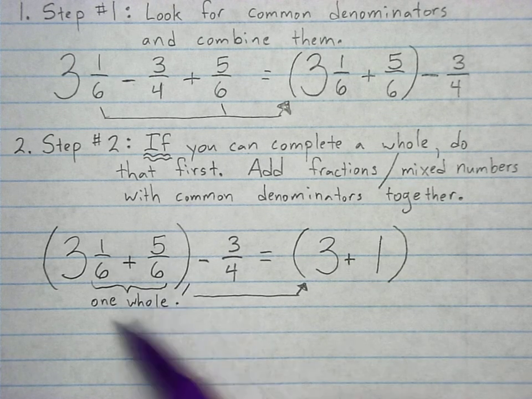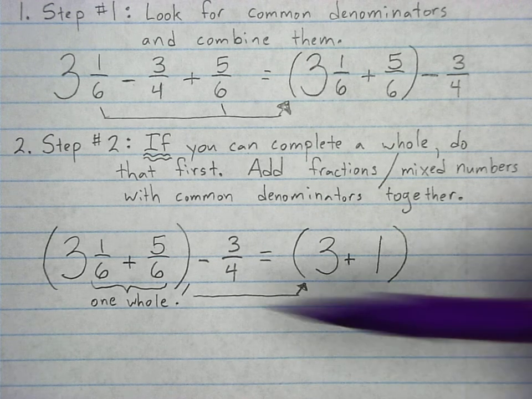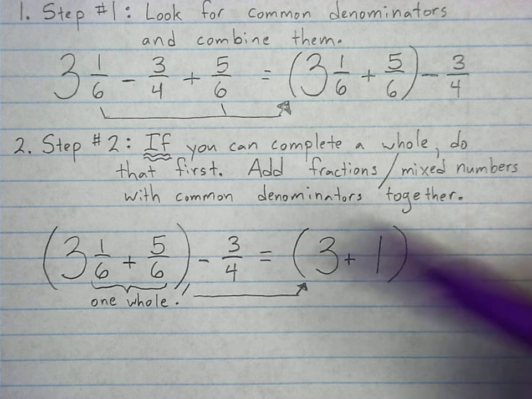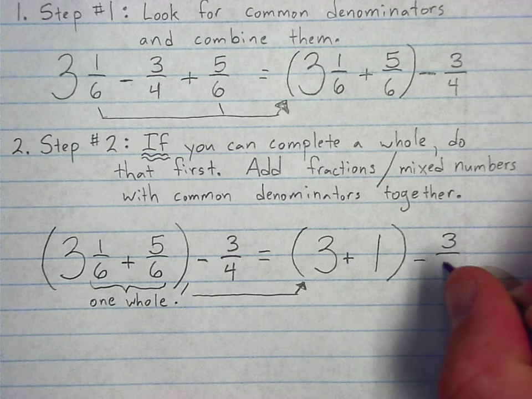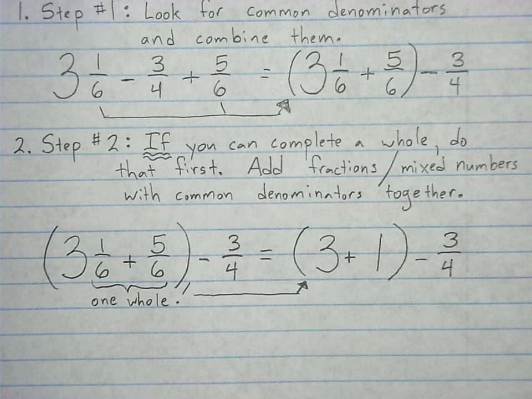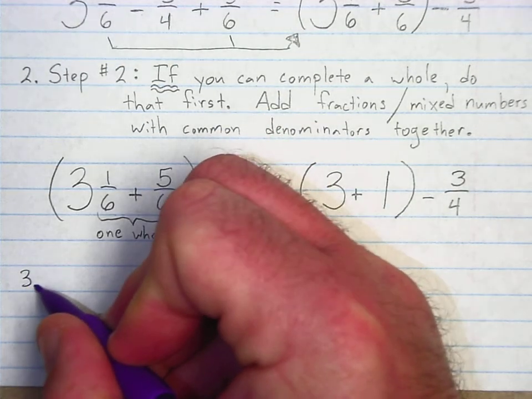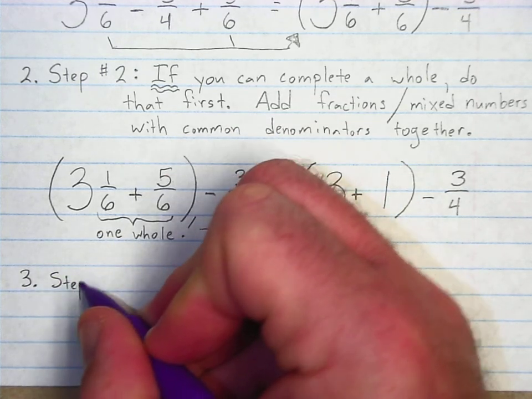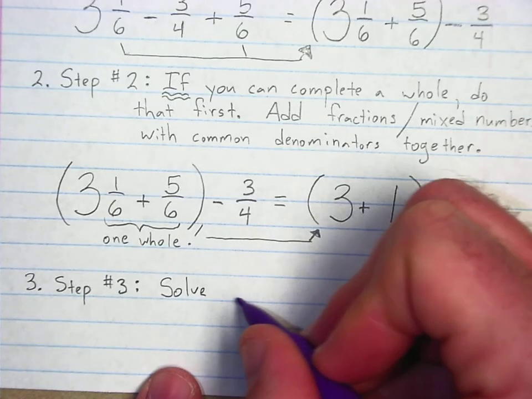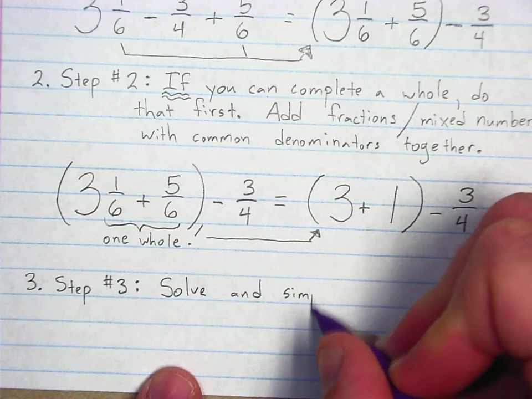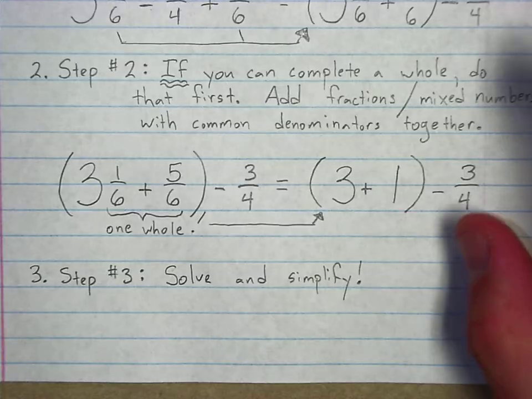Now you probably notice I ended up combining the fractions with the same denominator as part of that. But if I had maybe plus 1/4 or something over here, I would do that at this step as well. Okay, minus 3/4. Now finally, to wrap up, step number 3. Whatever's left, just solve and simplify. Again, you might not always be able to simplify, but if you can, do so.